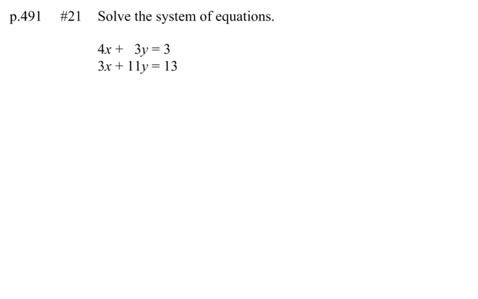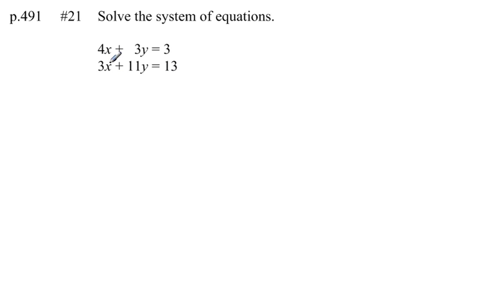Page 491, number 21. Solve the system of equations. 4x plus 3y equals 3, and 3x plus 11y equals 13. Now we could solve this using a number of different methods, but since our x's, our y's, and our answers are all lined up, elimination is probably the best method.